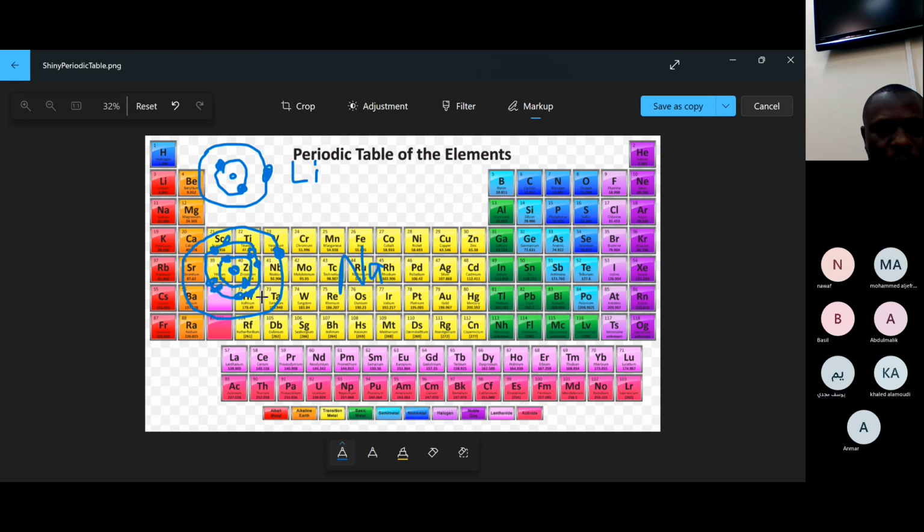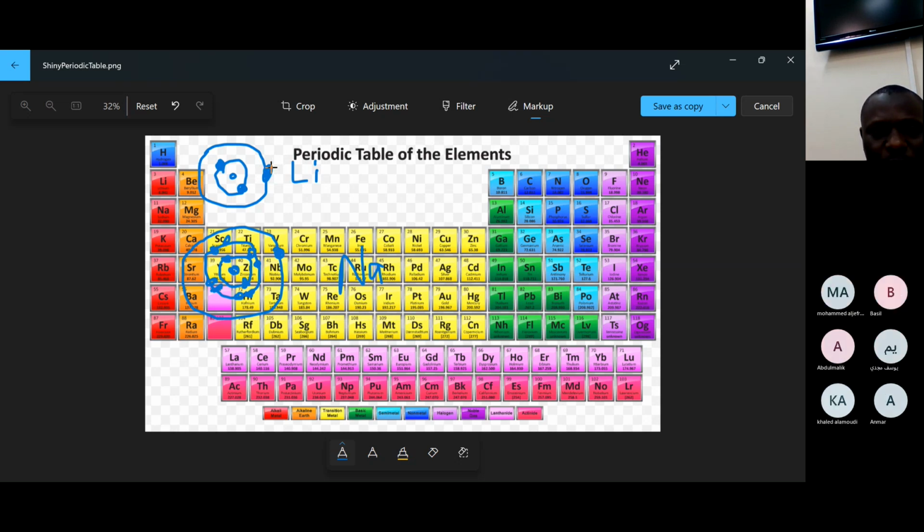Lithium to sodium, when you go down, this outermost electron in lithium is close to the nucleus. Are you seeing that? Yes, I see. But in sodium, the outermost electron is further away from the nucleus. Why? It is shielded by other energy levels. In between, you have more energy levels in sodium. That is what we call the shielding effect.